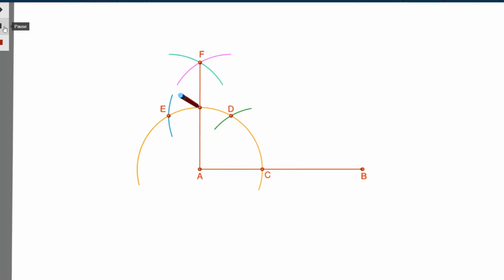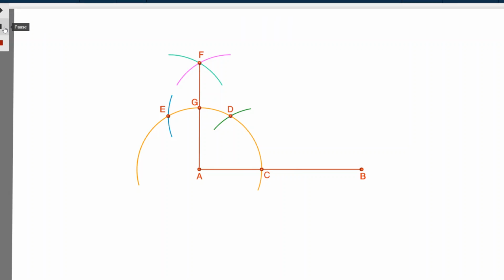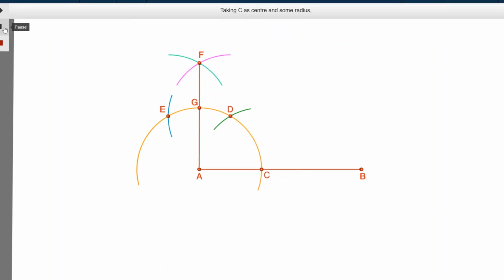Mark the point where the AF line and the arc intersect as G. Angle FAB is 90 degrees. Now we have to bisect angle FAB, which means we have to bisect arc C and G.